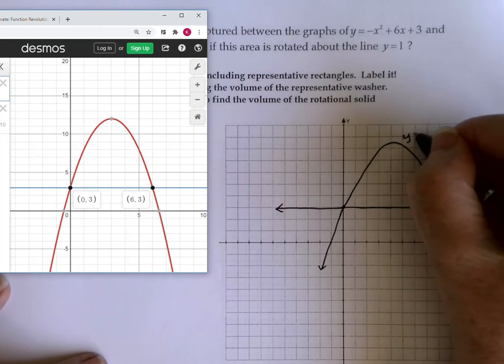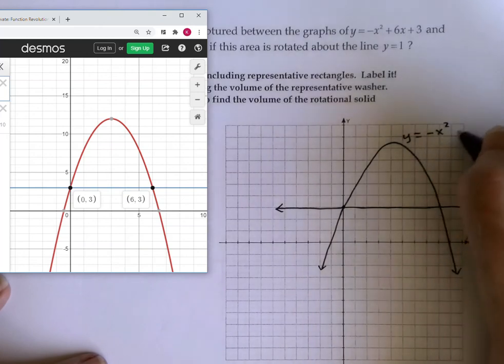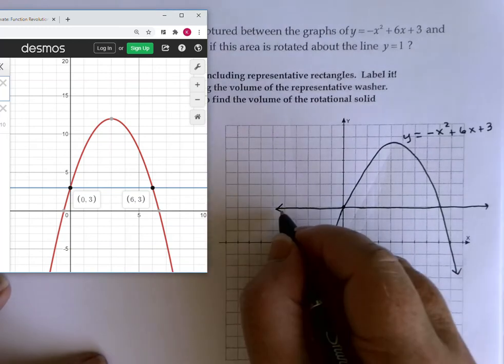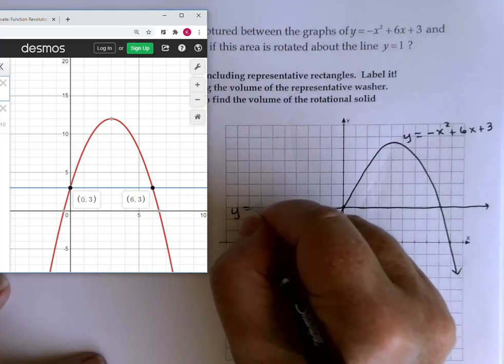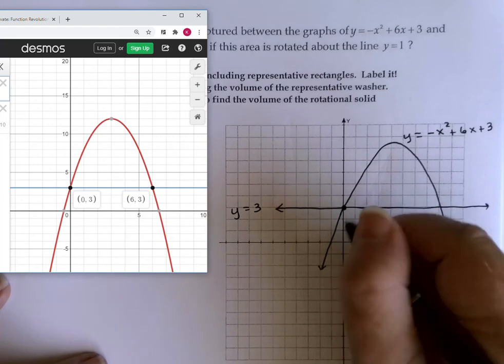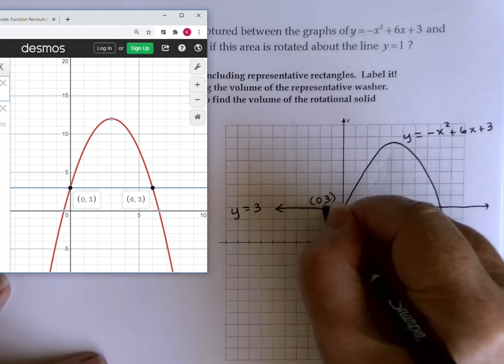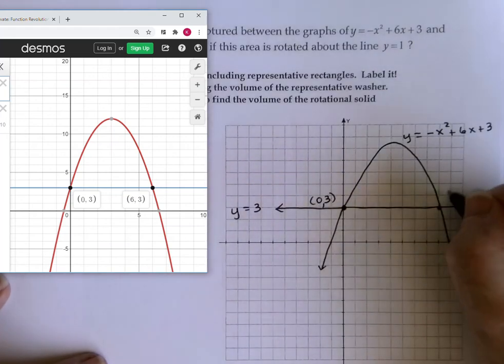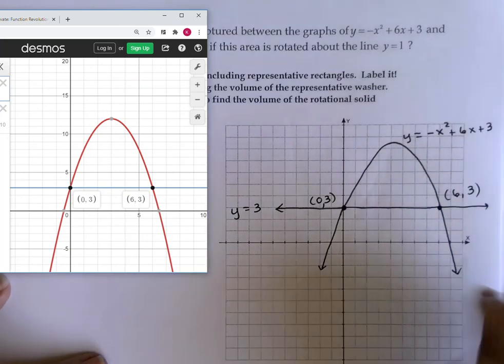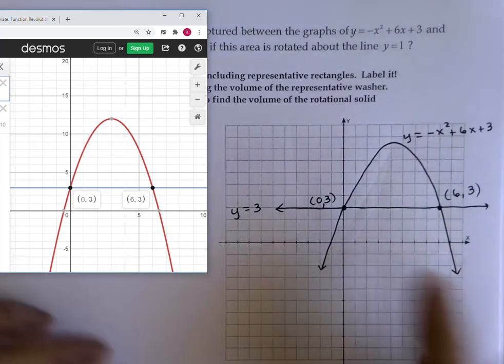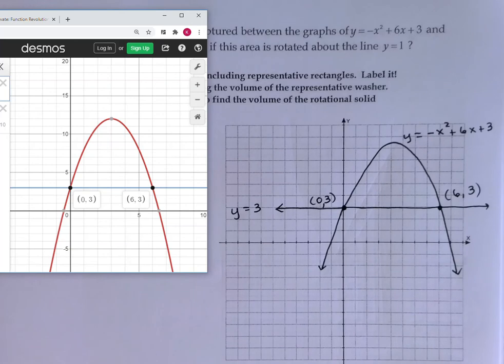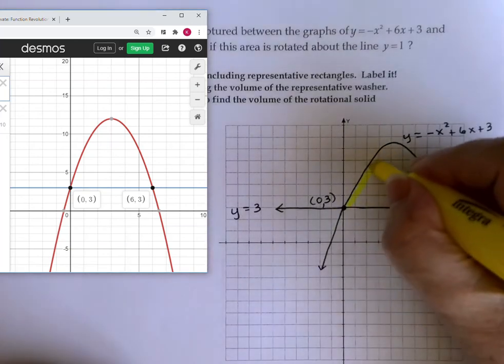So this is the parabola. This was the line y equals 3. And we've got 0, 3 is this intersection point, and 6, 3 is this one. And I actually didn't even try to make it so that it looked right on this axis. I'm just labeling it and calling it good. So we can now see our region.